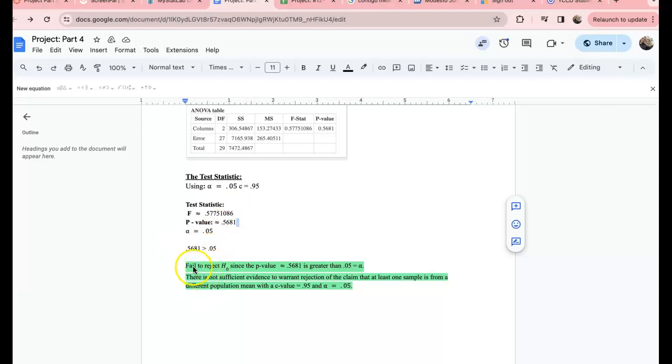So we concluded with fail to reject H0 since the p-value of 0.5681 is greater than 0.05 alpha. There is not sufficient evidence to warrant rejection of the claim that at least one sample is from a different population mean with a c-value equaling 0.95 and an alpha equaling 0.05.